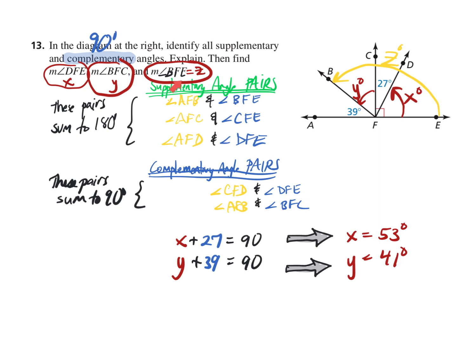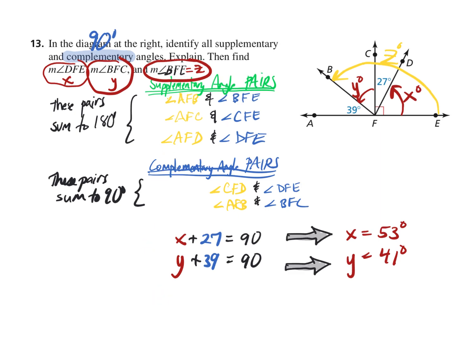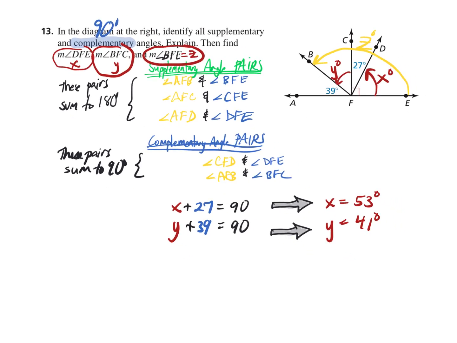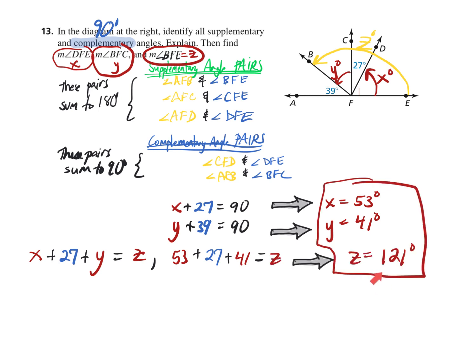And finally, for the measure of angle BFE, or in other words, Z, let's go ahead and solve that. You can see in the picture that X plus 27 plus Y is equal to Z. And so we know X is 53 and Y is 41, and that's how we'll find Z. And Z is 121 degrees. We also could have just done 180 minus this 39 and gotten the same answer.